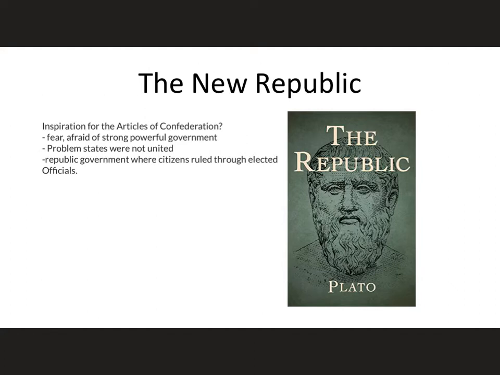So that is what inspired the Articles of Confederation, this idea of we don't want anybody to have too much power and control us. We need something that is going to unite and bring us together. And thirdly, we want a republic where the citizens get to elect officials and those represent them in their form of government.